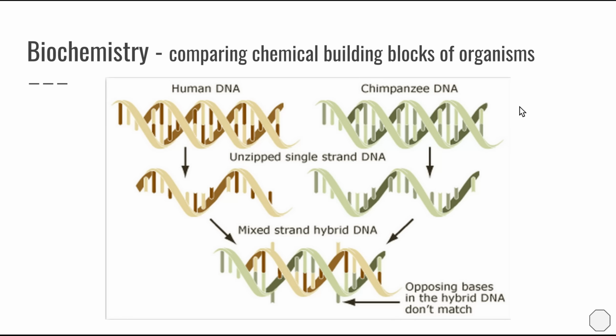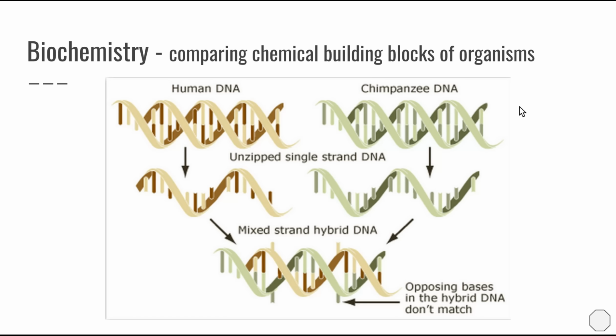And lastly, we have biochemistry. Organisms that share a common ancestry also share the same basic chemical building blocks. For example, the common genetic material in all organisms is deoxyribonucleic acid, or DNA. Organisms also share common proteins, amino acid sequences, and hemoglobins. Even organisms as different as humans and bacteria share common proteins. For example, cytochrome C is a protein found in all organisms that respire aerobically with oxygen.